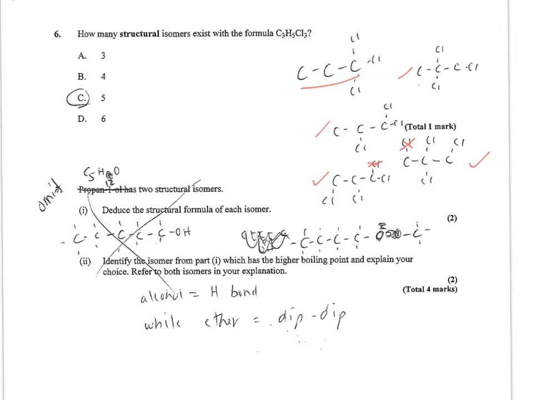Number 7 I omitted because propanol 1 by definition means that there's 3 carbons and the OH has to be on the first carbon, so there isn't a structural isomer for that.